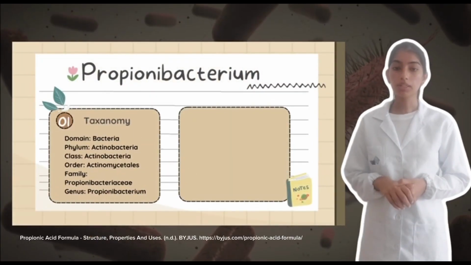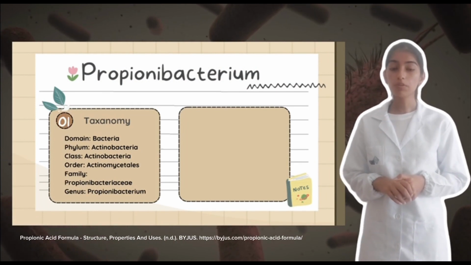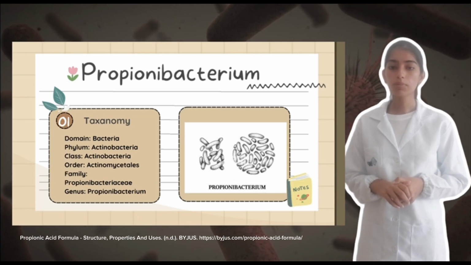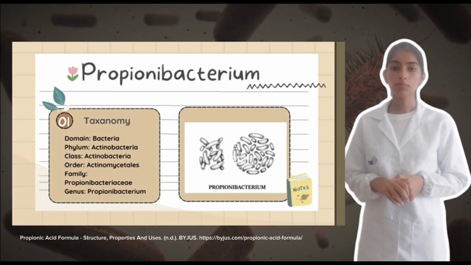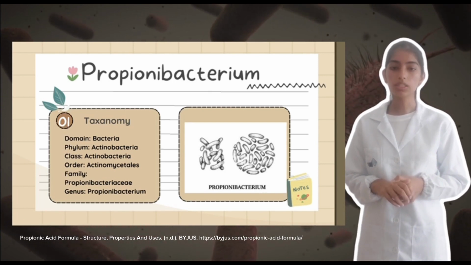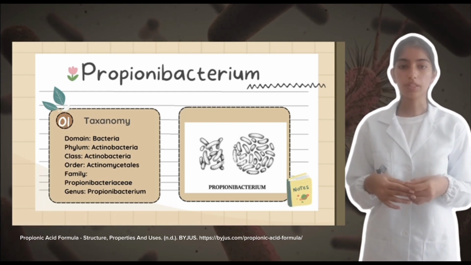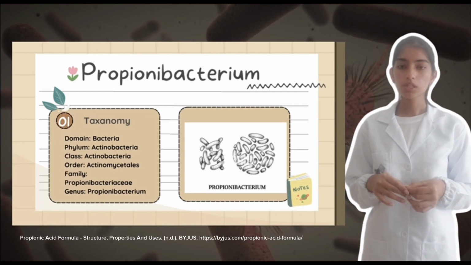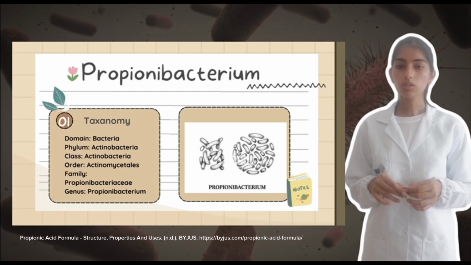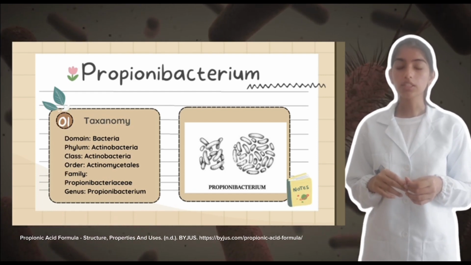Propionibacterium is a genus of bacteria belonging to the Actinobacteria phylum. It comprises several species, with Propionibacterium freudenreichii and Propionibacterium acidipropionici being the most commonly studied. These microbes display exceptional versatility in food fermentation. Structurally, Propionibacterium are rod-shaped bacteria with a unique feature. They possess both gram-positive and gram-negative characteristics. Their cell walls contain peptidoglycan, which aids in cell division and gives them their distinctive shape.